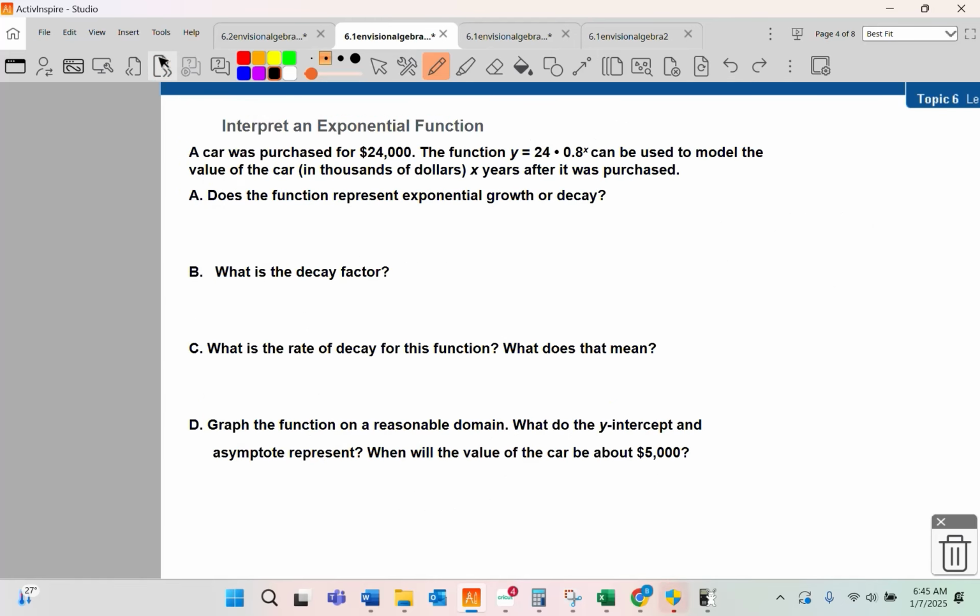A car was purchased for $24,000. The function y equals 24 times 0.8 to the x can be used to model the value of the car x years after it was purchased. Does the function represent growth or decay?